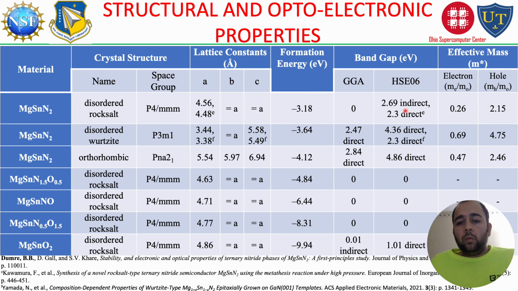From the band gap values, we assessed that magnesium tin nitride in the disordered rock-salt crystal structure can be used as an absorber material, whereas the other two crystal structures can be used as transparent conductors. Effective masses are lower for the disordered rock-salt crystal structure. Formation energy is higher for the rock-salt crystal structure.